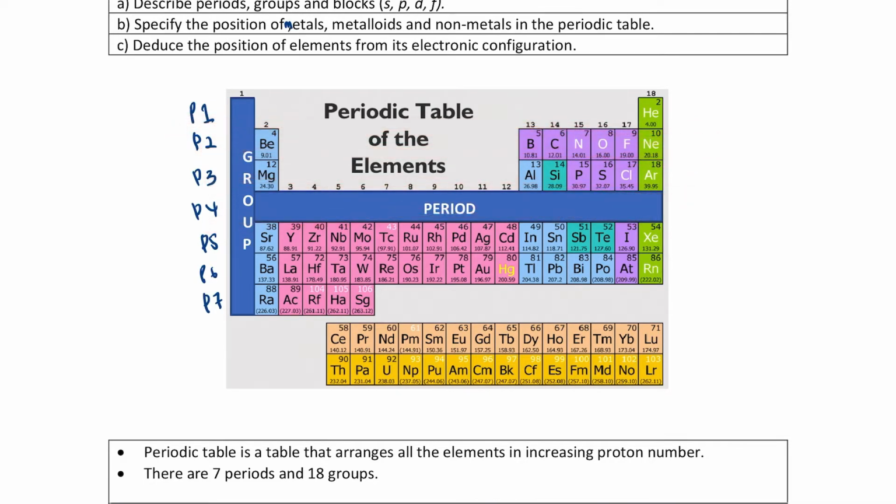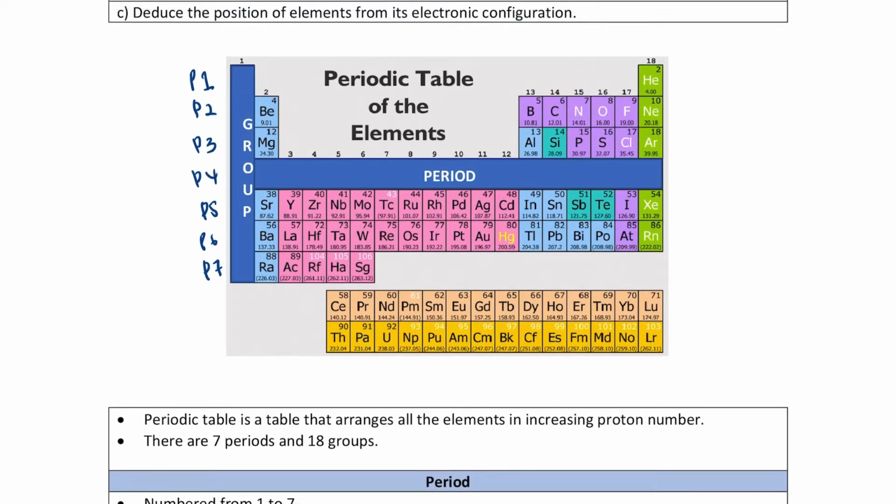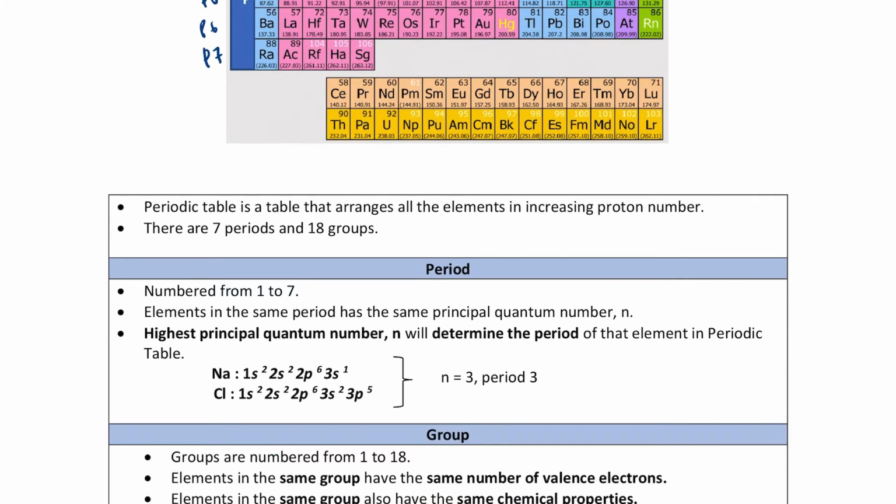Elements in the same period have the same principal quantum number n. So that means we should be able to expect that beryllium and boron, since they are in the same period, their principal quantum number, which is the value of n, will end with 2 because they are in period 2. To understand more, let us look at the next point. The highest principal quantum number, which is n, will determine the period of that element in the periodic table.